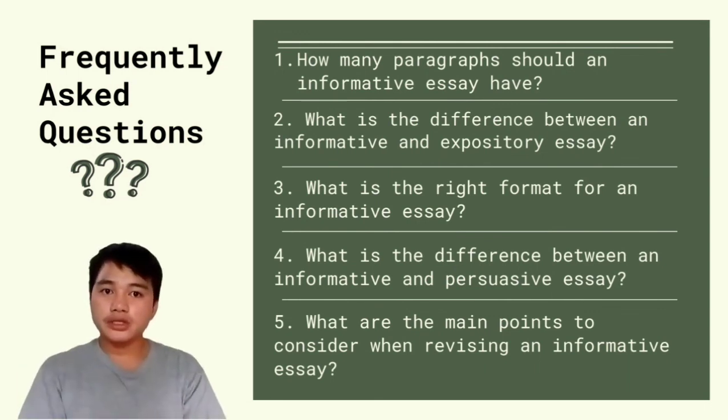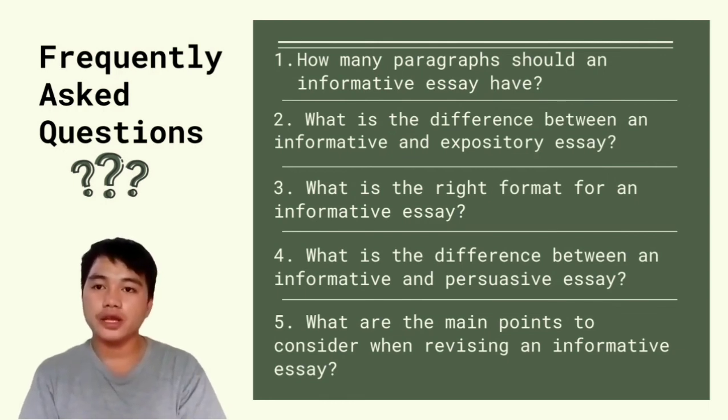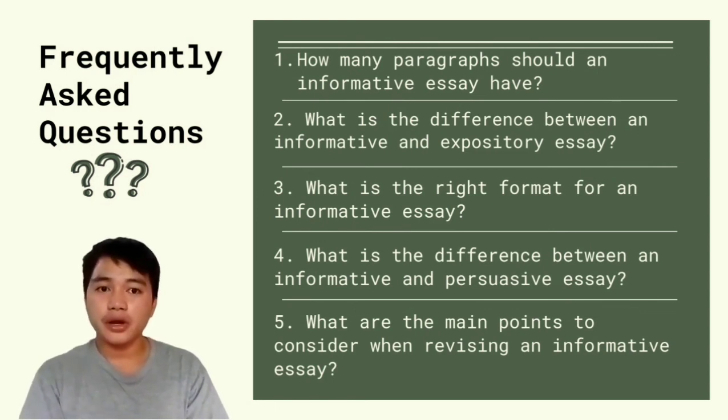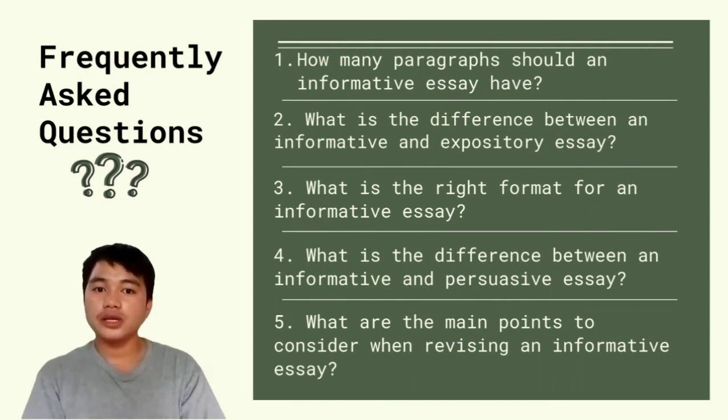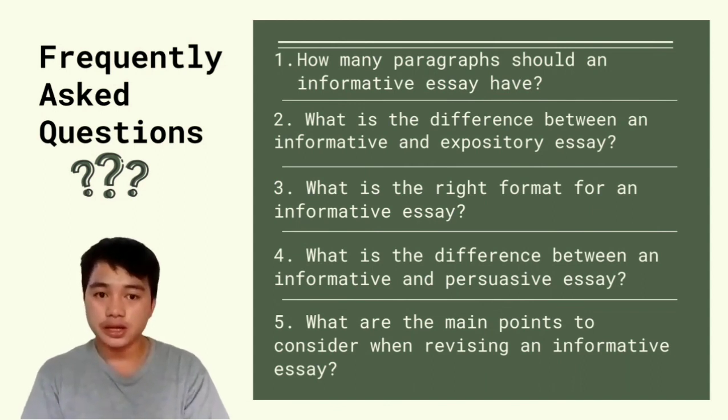Number 5. What are the main points to consider when revising an informative essay? First, make sure that you have followed the instruction. After this, check whether you have the introduction, thesis statement, body paragraphs, and conclusion. Avoid using the personal pronoun I in your informative essay. Ensure that your ideas are expressed clearly and presented logically. The last but not the least point is to check your paper originality to avoid unintentional plagiarism.